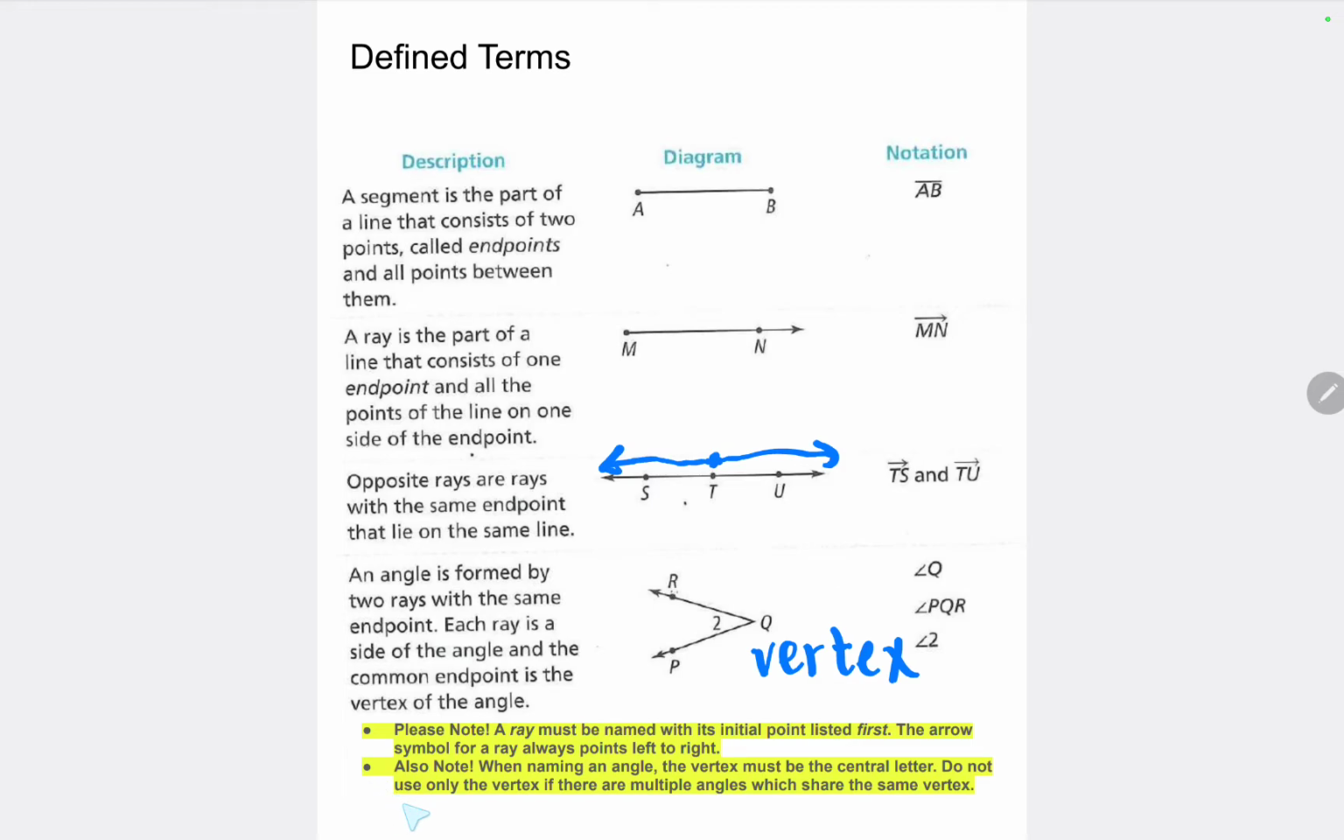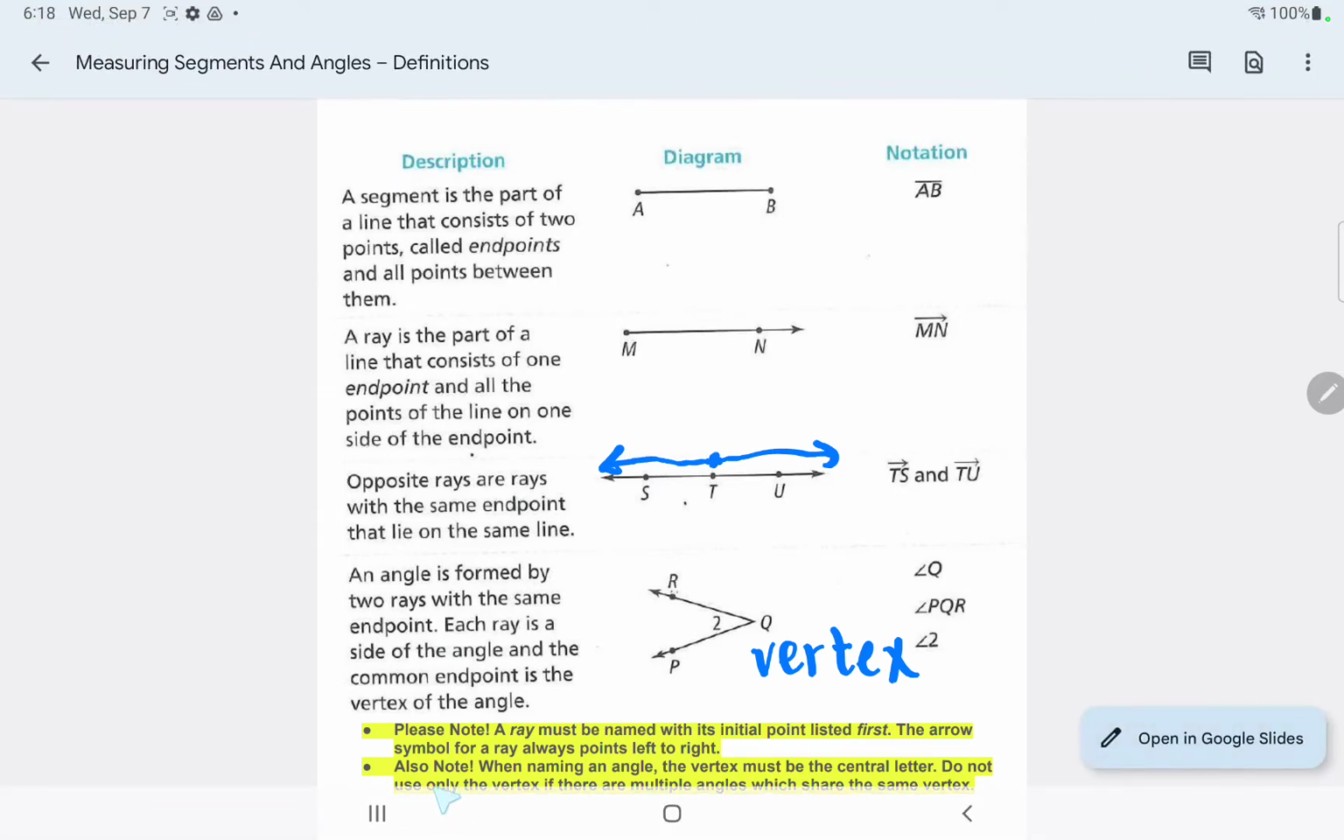If you have multiple angles which share the same vertex, do not use only the vertex in naming those angles. Okay, so moving on.